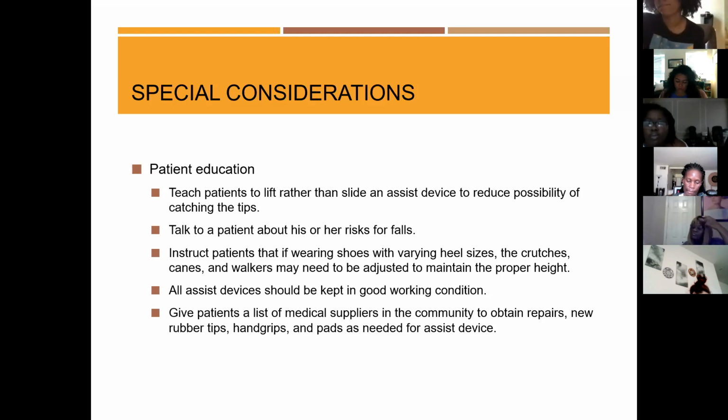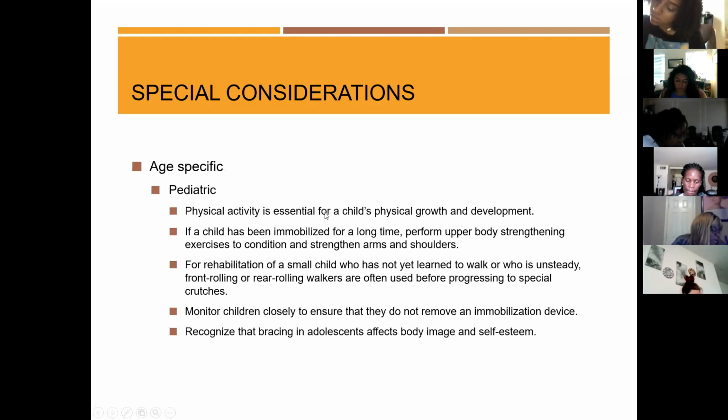Make sure the rubber tips are intact and clean and dry when they're using their walkers or their crutches or their canes, right? And if you don't know, you can tell the social worker or ask the physical therapist to give your patient a list of medical suppliers in the area, so that if they need a repair or a new walker or a new cane, they know where they can go to get it, okay? Because this is that patient's mobility, and we want to keep them as active and independent as we can.